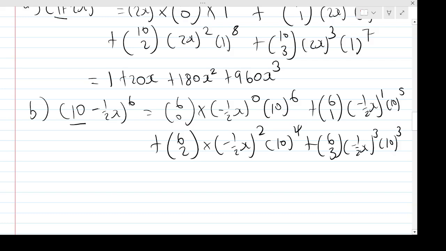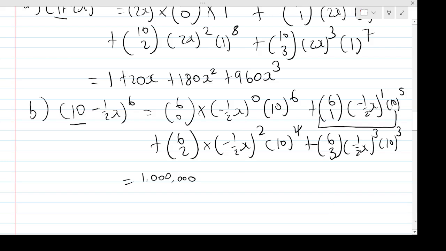So then we put all that in the calculator. So first we do the first term. Well, 6 choose 0 is 1, minus a half x all to the power of 0 is just 1 as well, so overall 10 to the 6 is a very big number. How many zeros is that? 1, 2, 3, 4, 5. 1 million, I believe. Let me count that again. Yes, okay, 1 million.